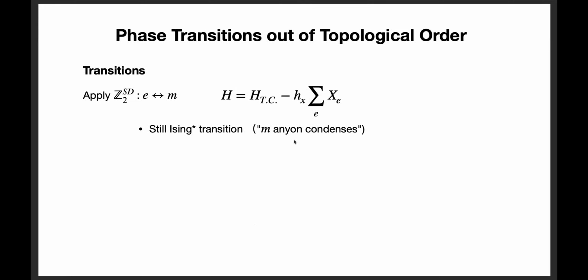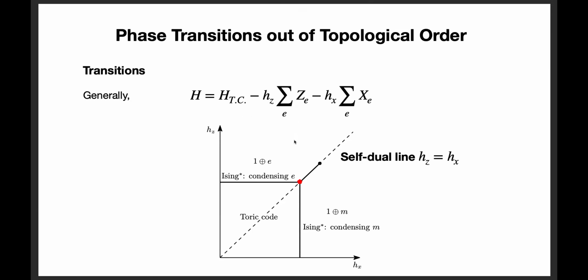Then you can apply that EM exchange symmetry. You will get a different model where now it's the M particle, the Z2 flux, that fluctuates and drives the transition. Since it comes from this exact mapping microscopically, you know that the transition is still the same type. It's still the Ising star transition. This time we call it M-anyon condensation.